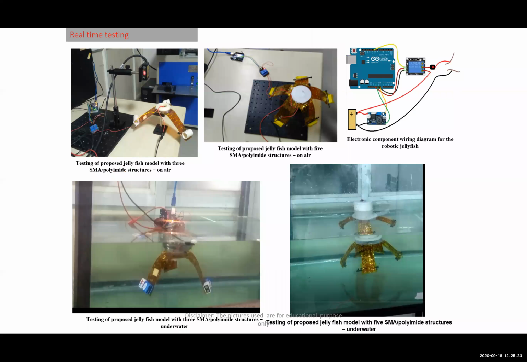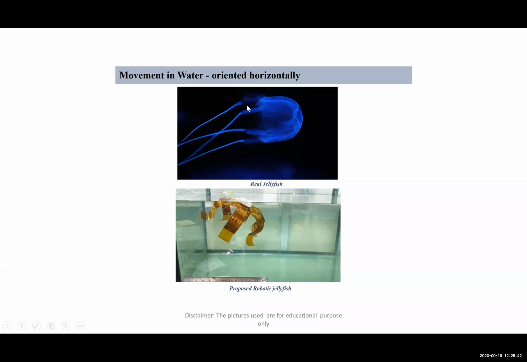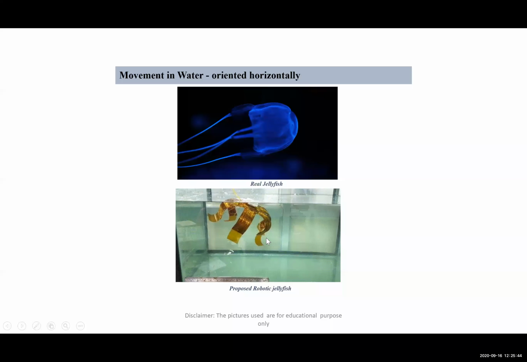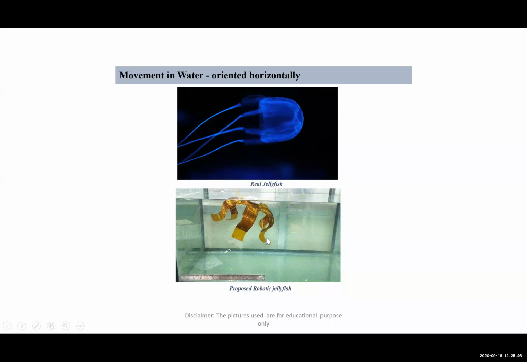Okay, so this is how a jellyfish moves, and this is how our artificial fish moves, which we have fabricated in our laboratory. In fact, I have a video about the different aspects of the systems available in our laboratory, which will be highly helpful for you. Okay, so this is just to give you an overview of the work we have done in our lab.